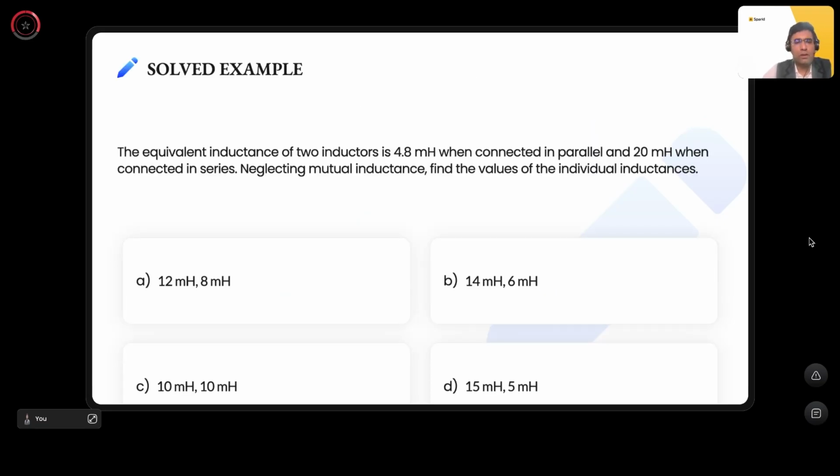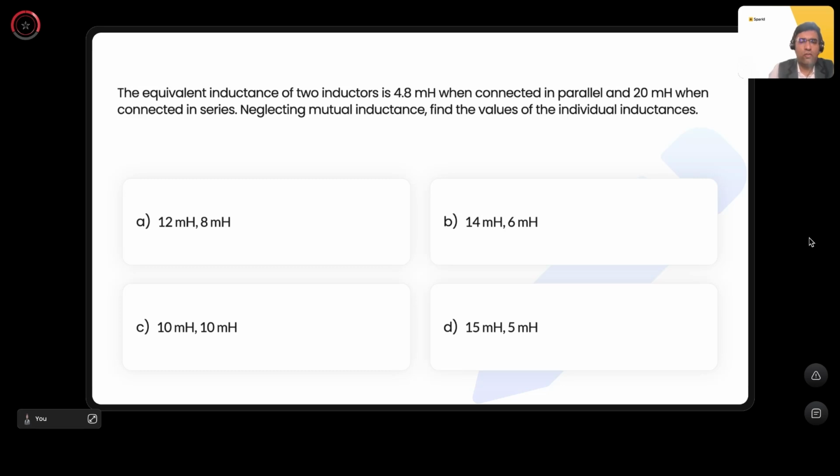The equivalent inductance of two inductors is 4.8 millihenry when connected in parallel and 20 millihenry when connected in series. Okay, so let's say the two inductances are L1 and L2. So L1 plus L2 will be equal to 20 millihenry, and L1 L2 upon L1 plus L2 will be equal to 4.8 millihenry. Okay, so from here we put the value of L1 plus L2, it is 20. So L1 L2 will become how much?